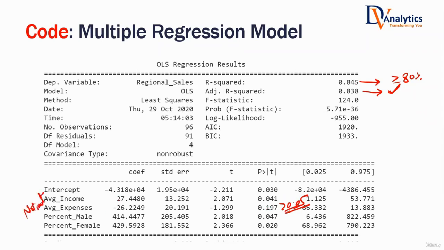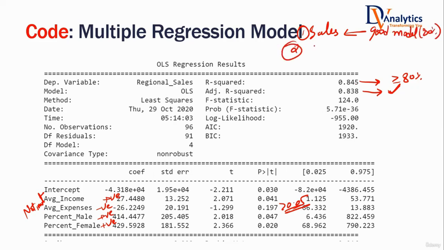In fact, you can also see the sign and tell whether it is having a positive impact or negative impact. Average income has a positive impact on the target. Average expenses has a negative impact. Percentage male, positive. Percentage female, positive. So from this output, what we can say is, when you are predicting the regional sales, are you getting a good model by using income, expenses, male, female? Is that a good model? Overall, we are getting a good model because we know that above 80% is the R square.